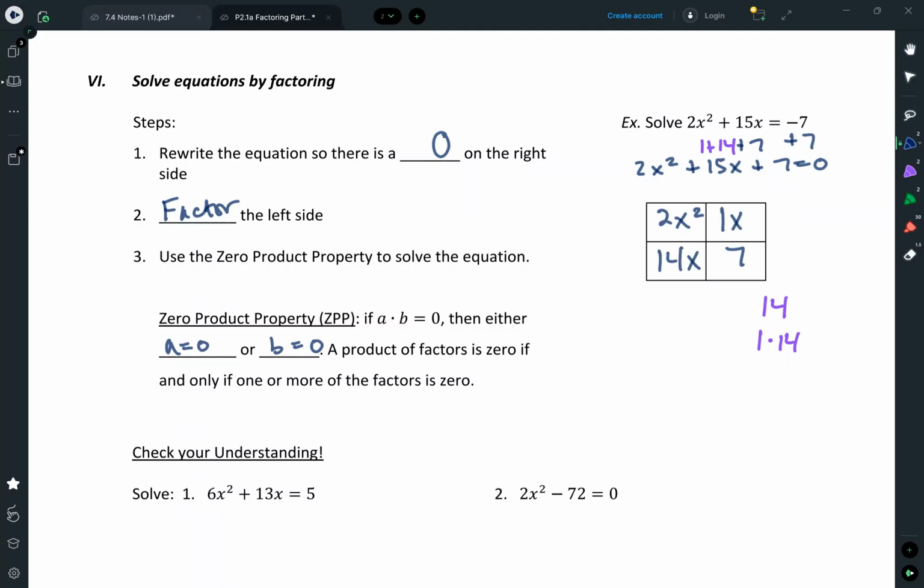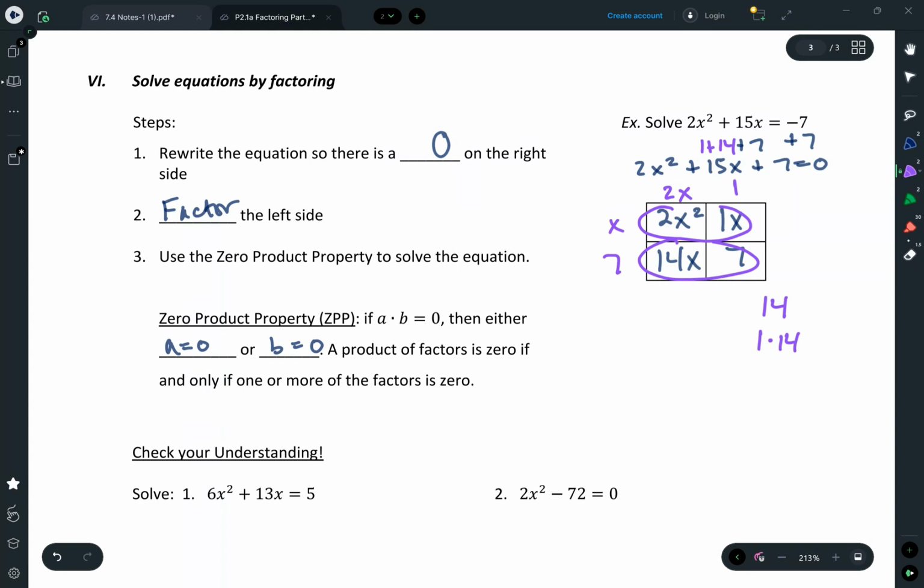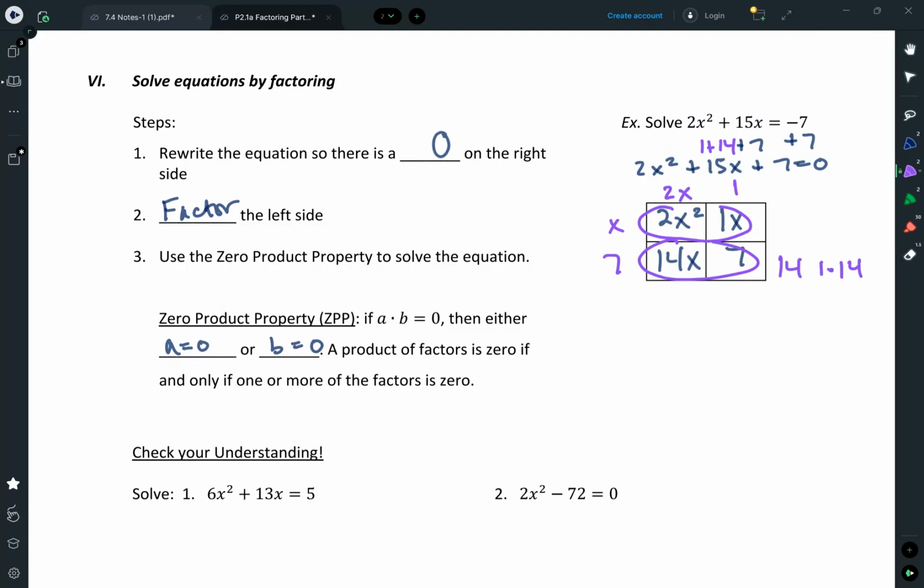Now we want to see what's in common. In my first row, that's an x. Second row, it's a 7. Looking vertically, I have a 2x and nothing, so a 1. So my next step would be to say, well, now I've got this thing factored. I'm going to erase these to get them out of the way. Actually, maybe I'll write them up here because I do think they were important to the problem. So now that I have it factored, I would write that it is 2x plus 1 times x plus 7. Factors can be written in any order. That was equal to 0.